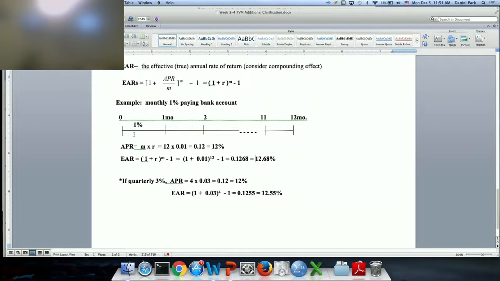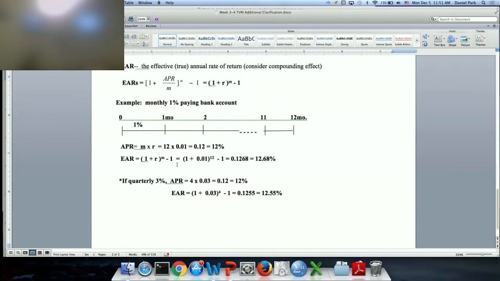So anytime one period is not a year but less than a year, whether it's daily, quarterly, semi-annually, or weekly, then APR and EAR are different. Which one is correct? EAR.